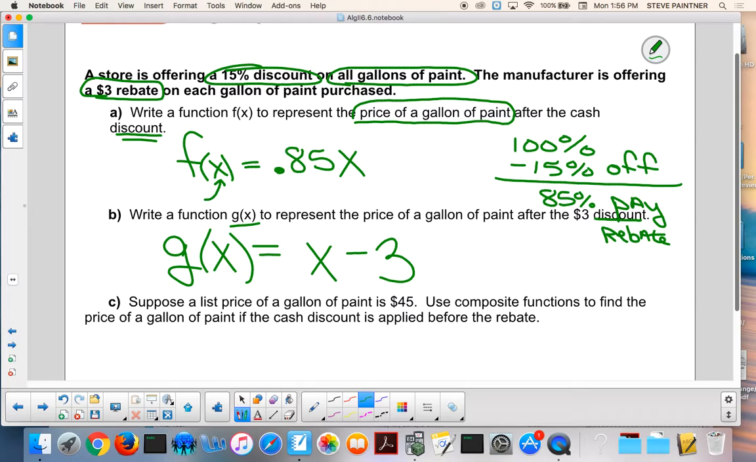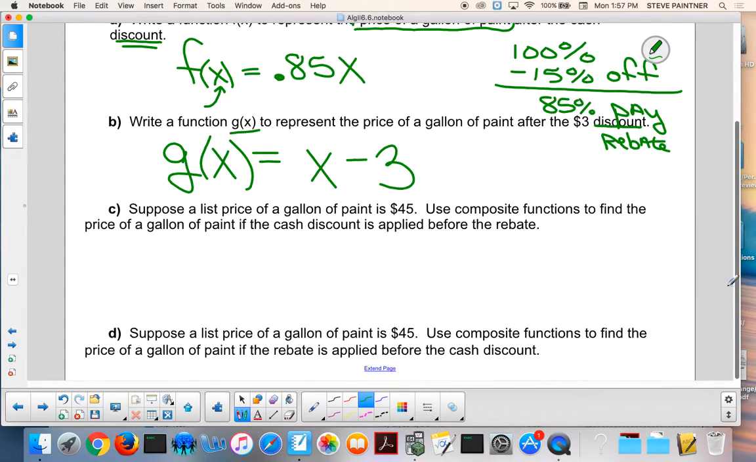Okay? This rebate had nothing to do with percentages. It's just your cost of your paint minus $3. So there's two things going on with your paint. You get a discount of 15%, and you get a rebate of $3. Now read this. Suppose a listing price of a gallon of paint is $45 for a gallon of paint. Use composite functions to find the price of a gallon of paint if the cash discount is applied before the rebate. So what was applied first, guys?